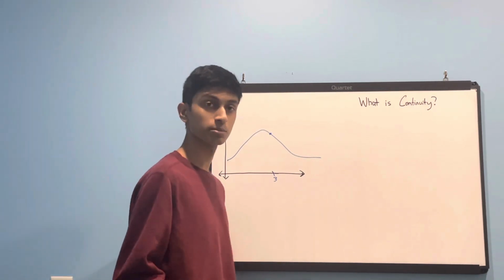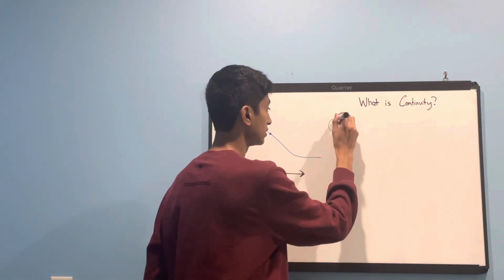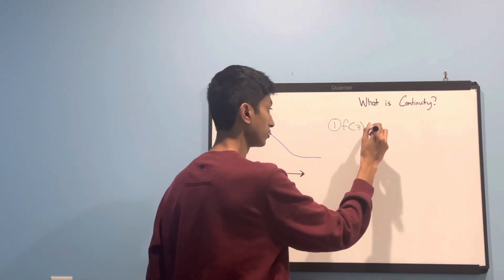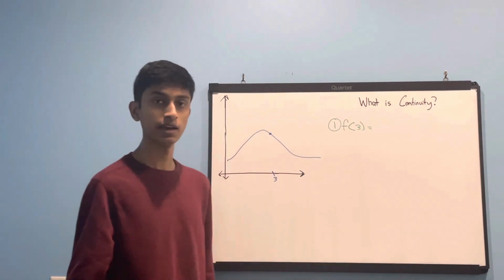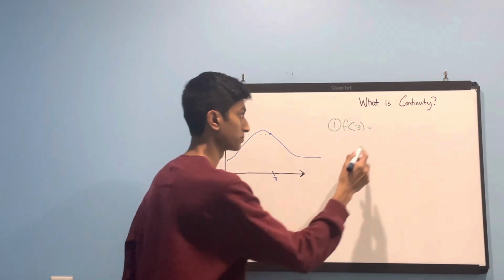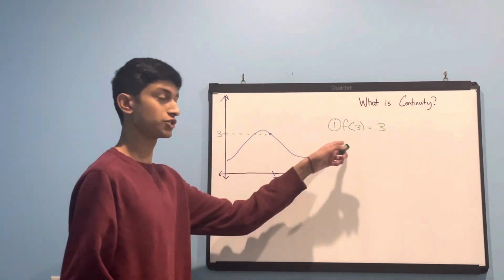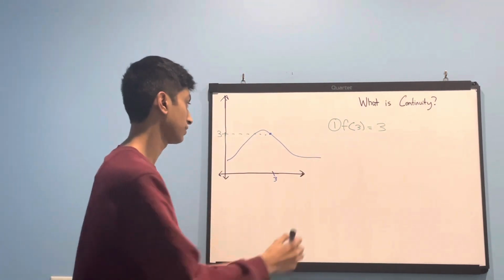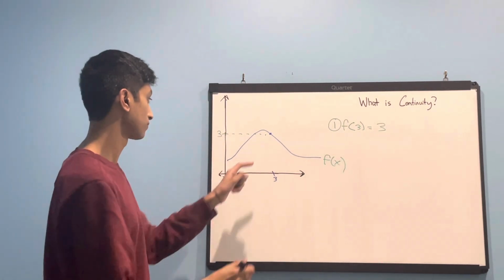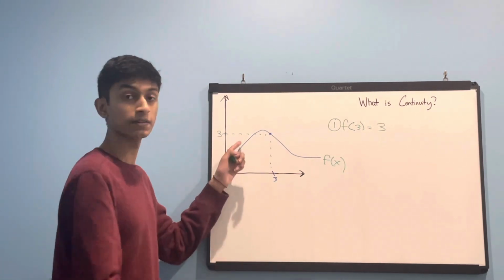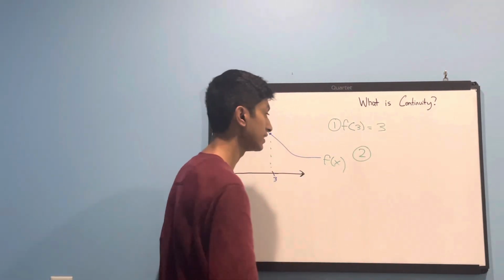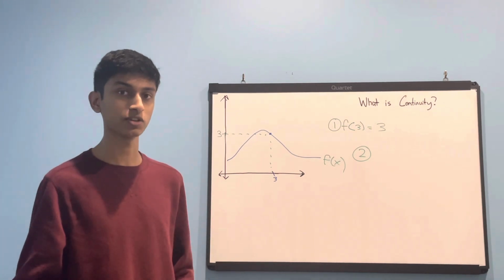There are 3 steps. Step number 1 is to see if f of 3 exists. Let's give that a point of 3 also. So step 1 is true. At x equals 3, the function f is defined. Now the second step is to see if the left and the right limits are the same.